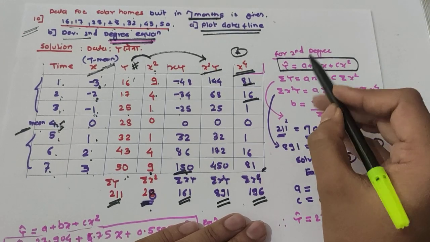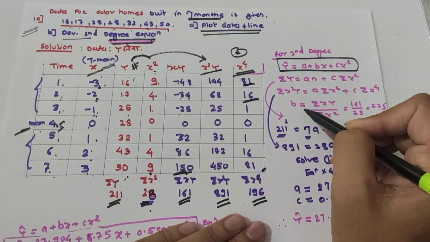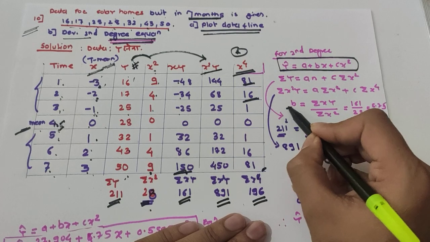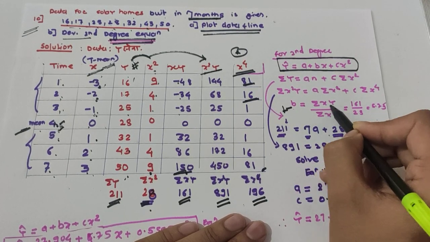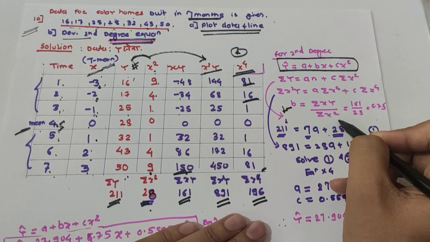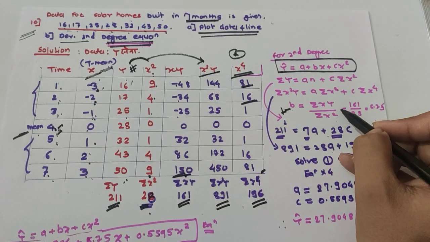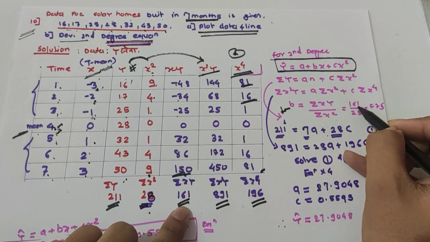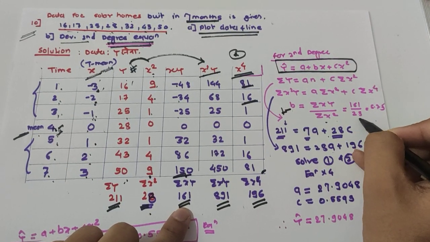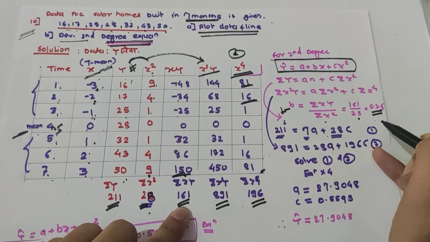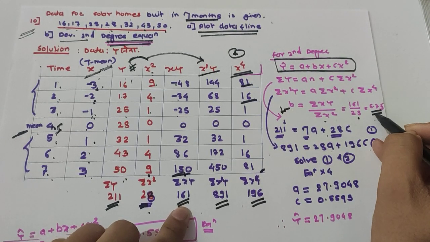Here you have to remember 3 to 4 equations. How to calculate b, that we have already learned. b is equal to summation of xy divided by summation of x square. So what is summation of xy? 161. Summation of x square is 28. So that will give you 5.75. So value of b we have calculated.